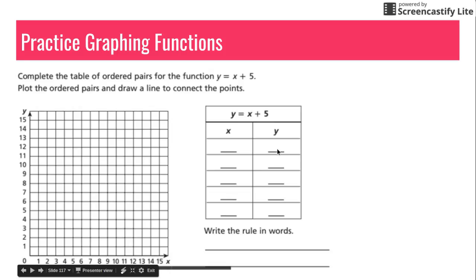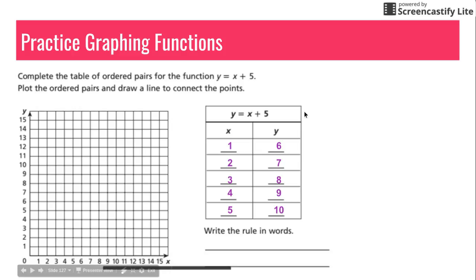Now I'm going to start off really simple by just choosing 1 through 5 for x, just to keep it simple, and then we'll see what our y's are. Now if we plug in x as 1, it's just 1 plus 5 is 6. Next, if we plug in 2 for x, 2 plus 5 is 7, and then so on. 3 for x, 3 plus 5 is 8. If we plug in 4 for x, 4 plus 5 is 9. And if we plug in 5 for x, 5 plus 5 is 10.